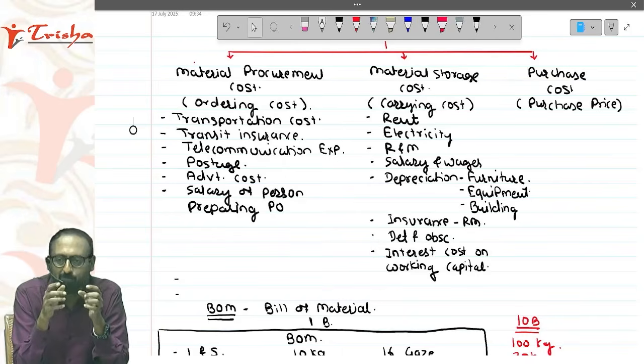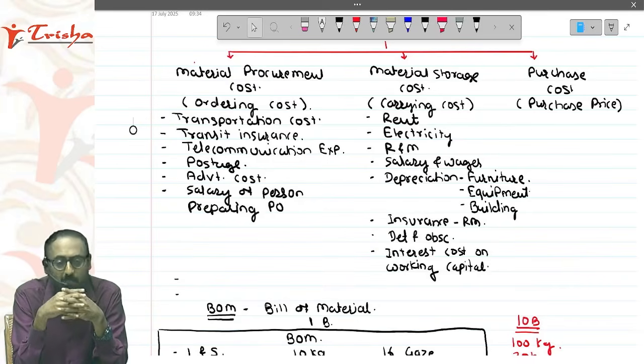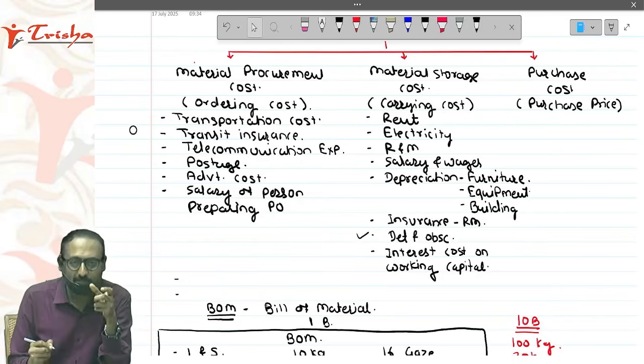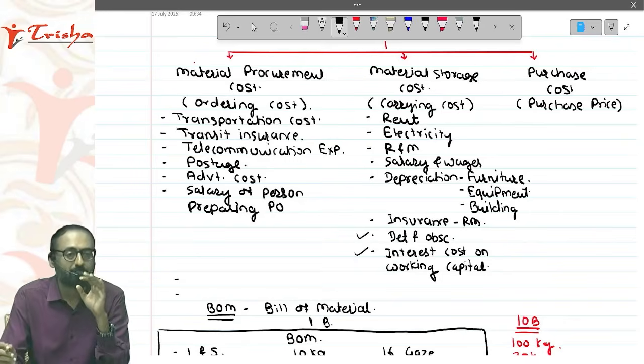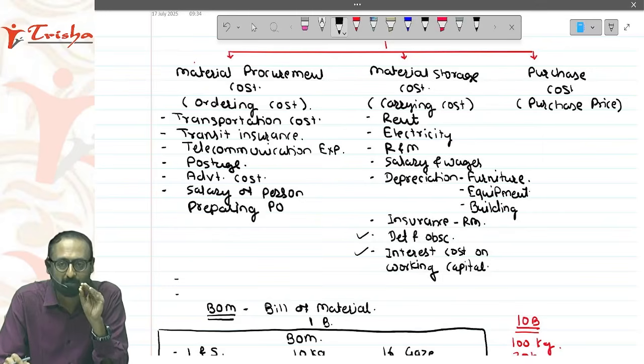In carrying cost, you are going to incur expenses relating to the storeroom plus any interest charges on working capital finance block. So all store related expenses will be covered in that storage cost or carrying cost: rent, electricity, repairs, maintenance, salary of the person, depreciation of the furniture, equipment, building, etc. Insurance of the raw material, deterioration and obsolescence. Deterioration and obsolescence have often been asked separately in examinations. And the most important part is the interest cost on working capital finance block. So this is also your carrying cost.